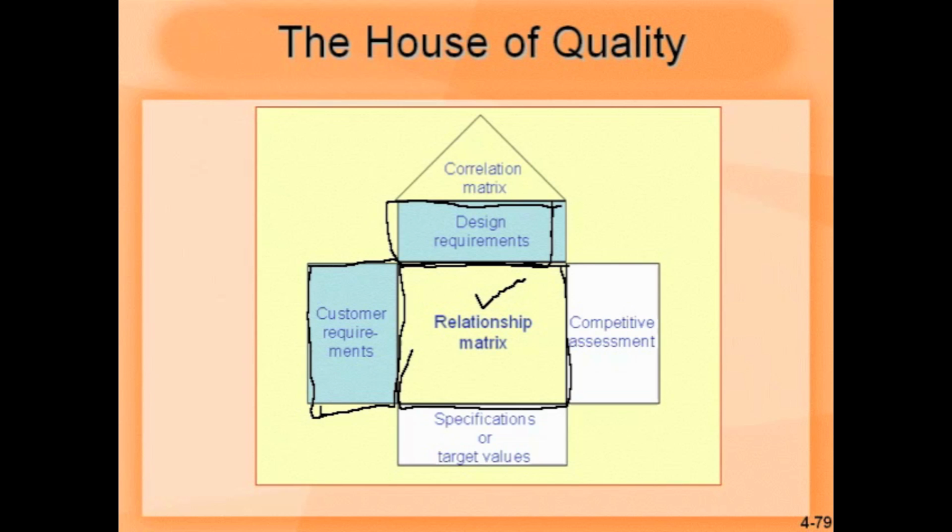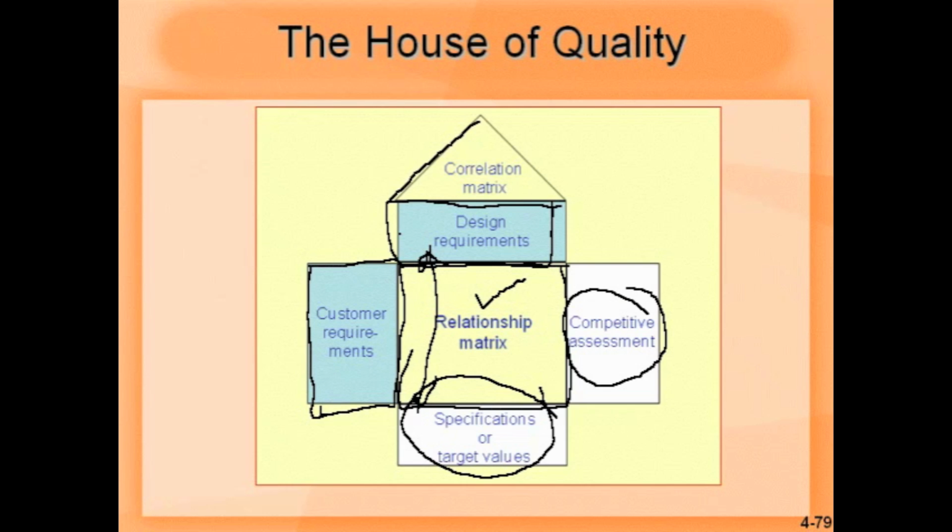And then on the right side, you also bring into picture the competitor. So people take competitor's product and rate them on a scale of sometimes 1 to 5 on different parameters. And now with respect to the design requirement, they have the specification and target values. Now within design requirements, there could be some correlation. So that is the roof of the house of quality.